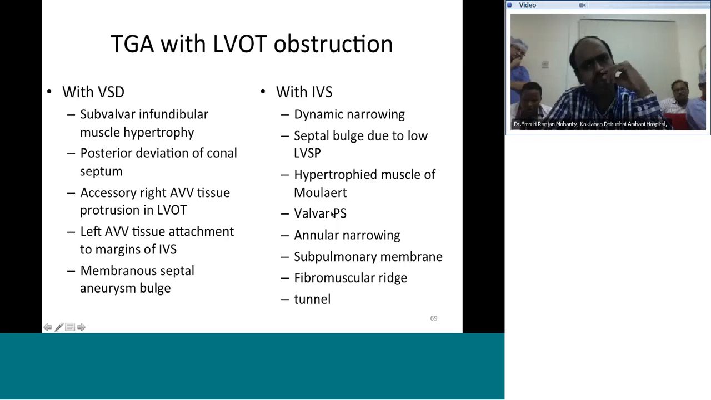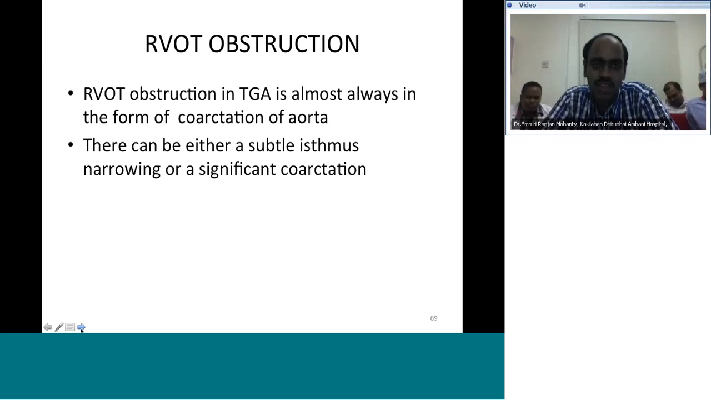It can be due to valvular pulmonary stenosis. It can be due to annular TS. It can be due to subpulmonary membrane. It can be due to fibromuscular ridge. It can be a diffuse long left ventricular outflow tract tunnel.